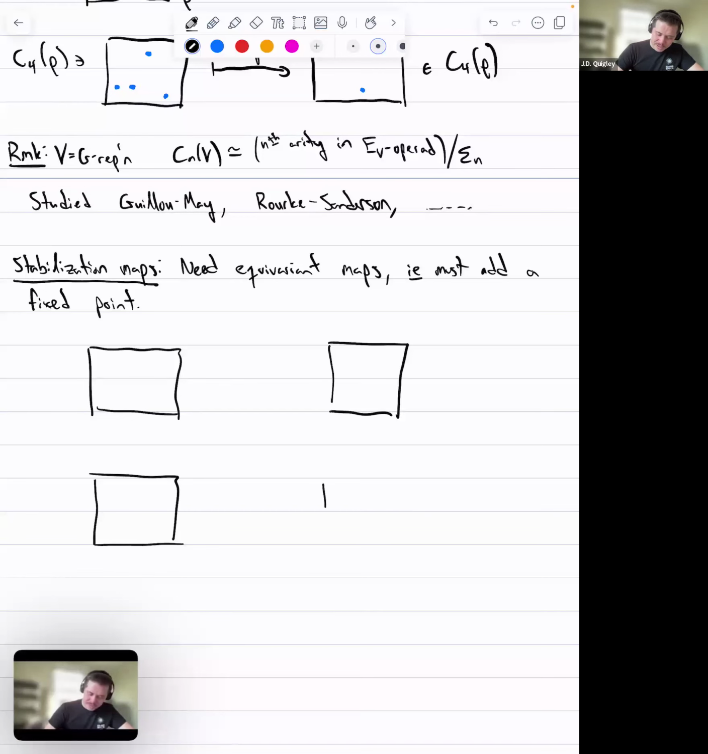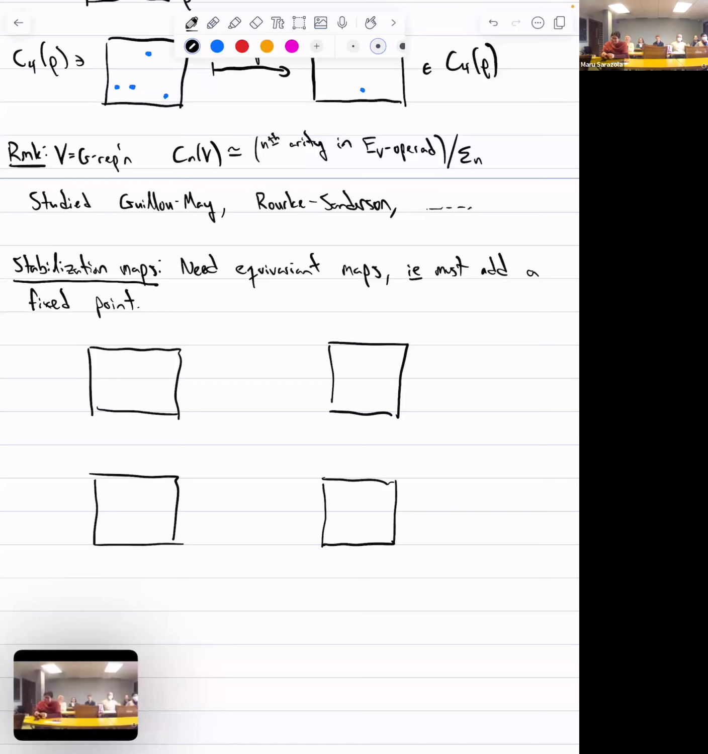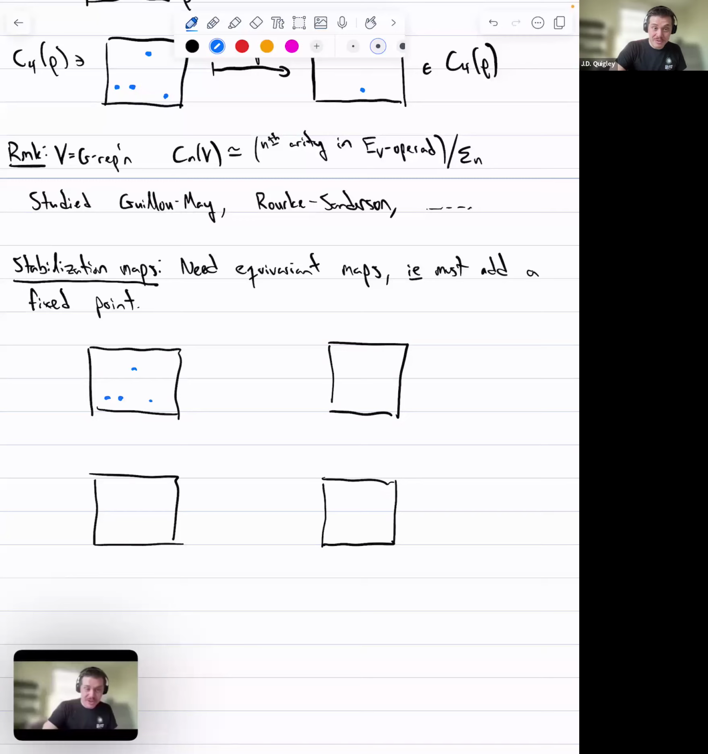You can tell it's my first time using this iPad because I still haven't figured out how to copy and paste squares.